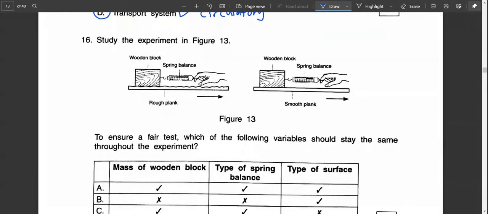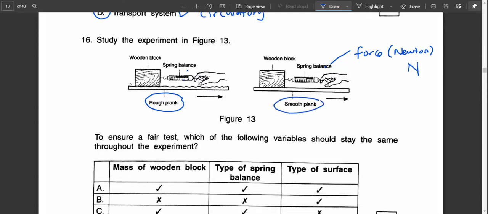Number 16. Study the experiment in figure 13. So you have wooden block and you have spring balance. Spring balance is used to measure force, which is measured in Newton, if you don't remember. So the unit for force is Newton with capital letter N. So in this test, you have rough plank and smooth plank. So rough, you can see there, it's rough like that. And here it's just smooth. There's no crevices or anything there.